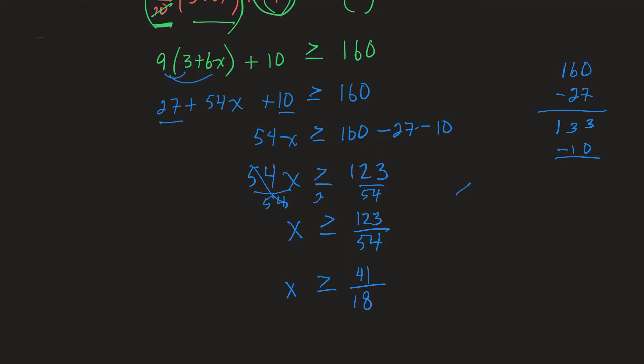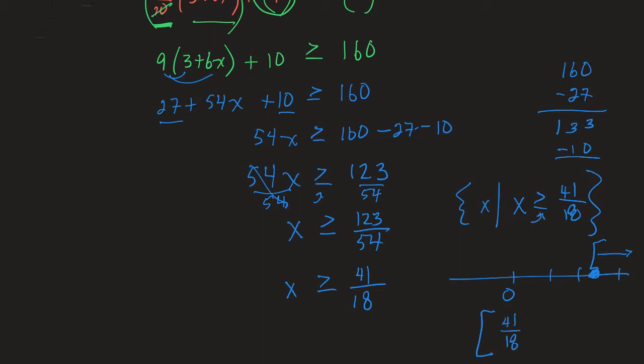I can make that into set notation. So all the x's such that x is greater than or equal to 41 over 18. If I put it on a number line, 41 over 18 is 2 something. So 1, 2, 3. So it's somewhere in here. And it's greater than or equal to, so it's from here on up forever. So in interval notation, I'd put a square bracket because it could be equal to. 41 over 18 would be the smallest number, and infinity would be the largest number. And infinity always gets a curved bracket.